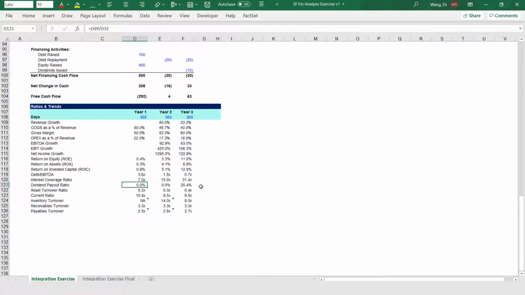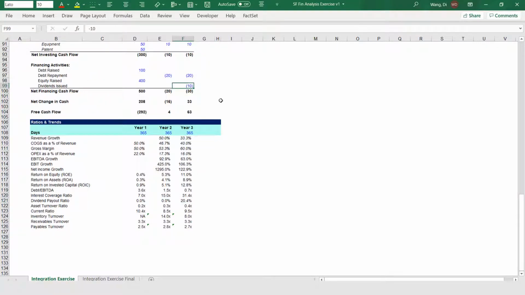Our dividend payout ratio, as you can see, has been 0 since we've been growing as a company. It's a small startup company that we've been growing, and we've actually just inserted a dividend payment of $10 in year 3 just to show you how the dividend payout ratio would look. But in real life, if you're having revenue growth of 33%, EBIT growth of 106%, EBITDA growth of 63%, you're not going to be spending money paying back shareholders, as the shareholders would probably prefer that the money is reinvested back in the business to generate those ridiculous growth figures that we've seen here.